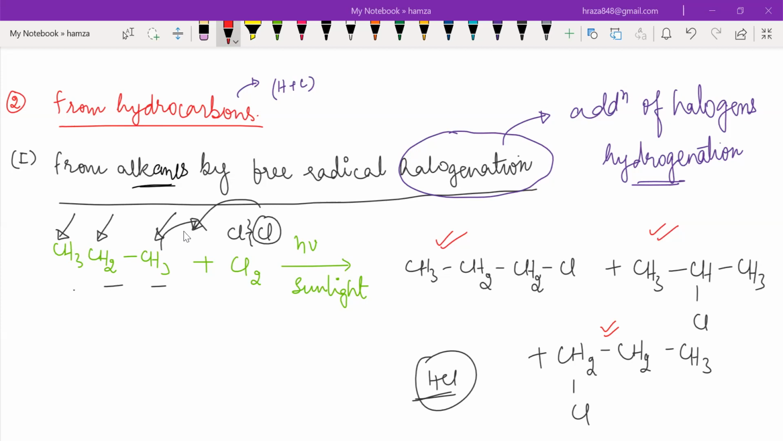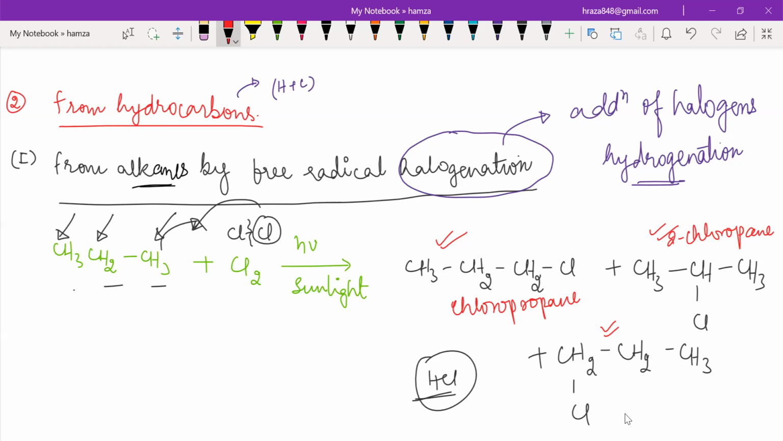So the first one is 1-chloropropane. Very good. What is the name of the second? This is 1-chloropropane. What is the name of the second product? 2-chloropropane. Very good. What is the name of the third product?